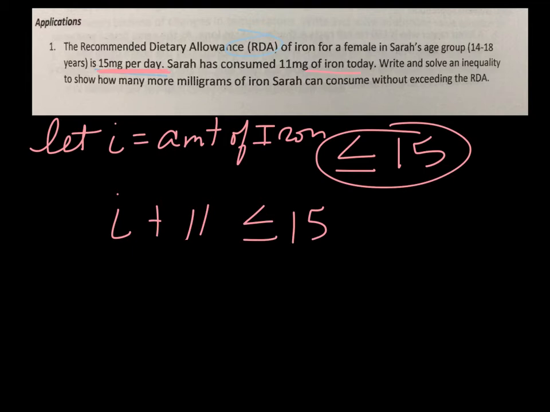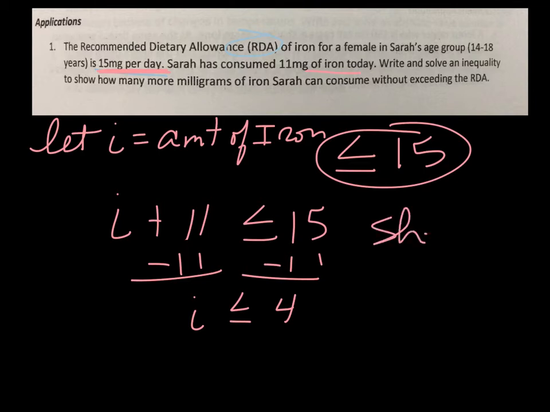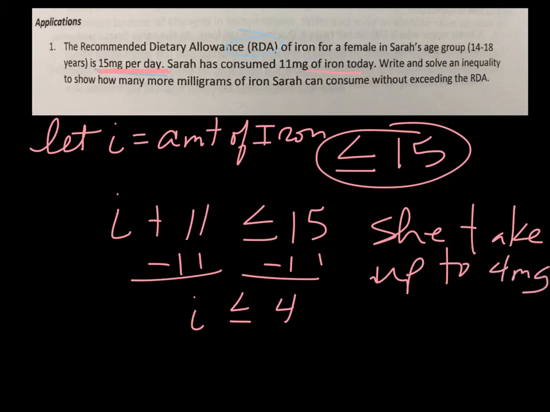Okay? Now, in order to solve this, I'm going to subtract 11, and I end up getting I is less than or equal to 4. That means Sarah can consume up to 4 milligrams of iron, but she can't have any more.